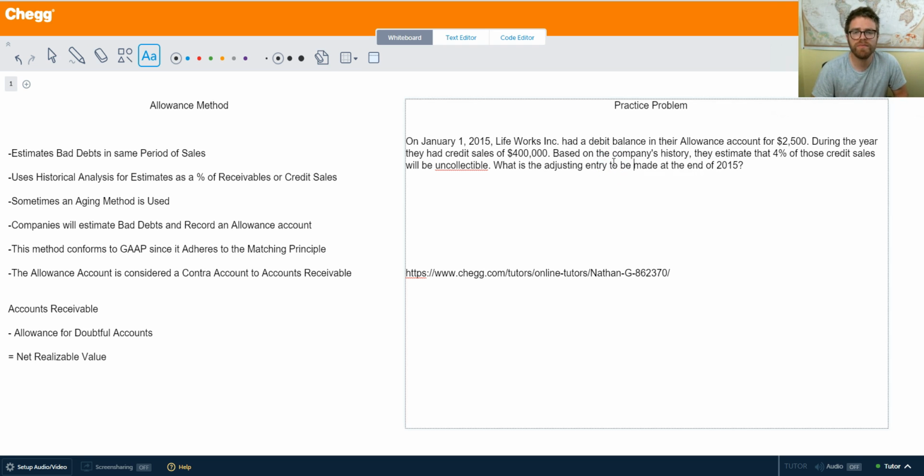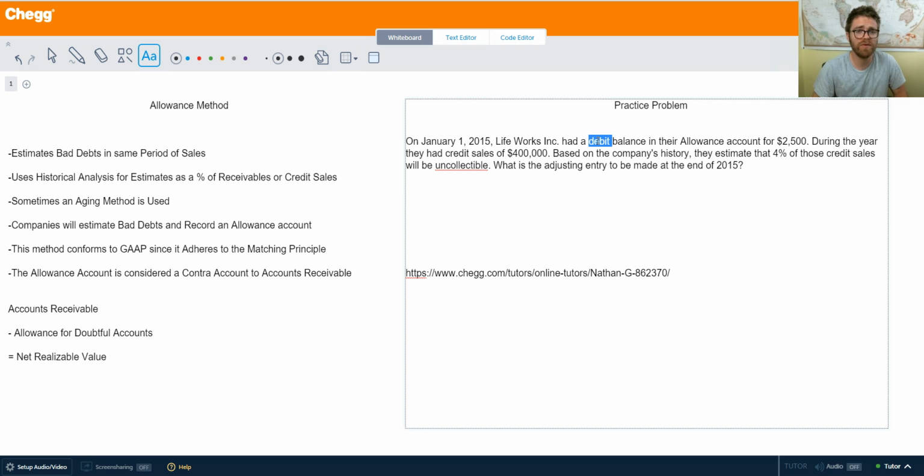So what adjusting entry must be made? Now this is very tricky, so just make sure you listen carefully. First step to attack this problem, you need to focus on what the allowance account was at the beginning of the year. And I threw a curveball your way. This is very important. It has a debit balance.